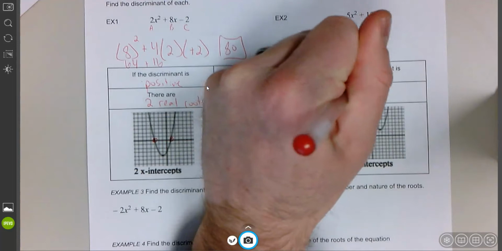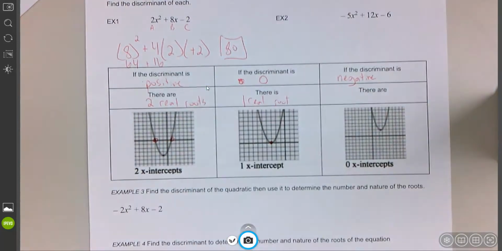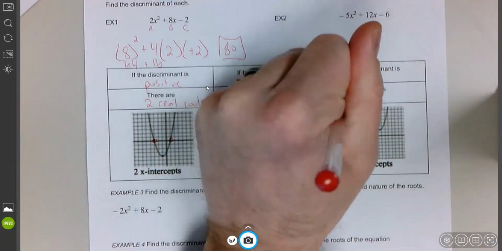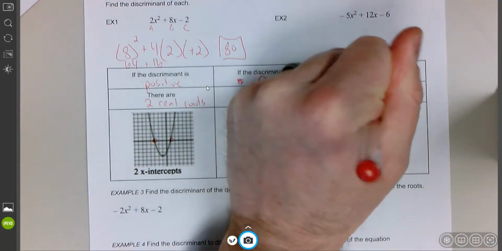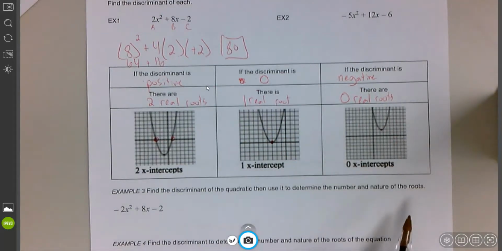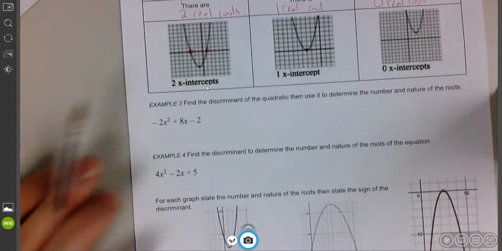If the discriminant is negative, any negative number, negative 2, negative 7, negative 50, there are 0 real roots. And hopefully we can see that from our graph. How many x-intercepts are there? There are no x-intercepts. Doesn't even hit the x-axis. No x-intercepts. Good. Moving on.